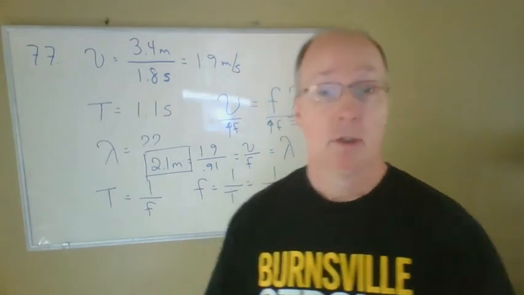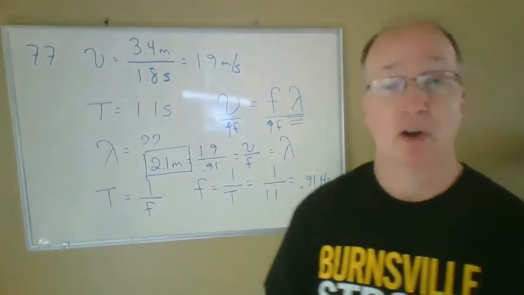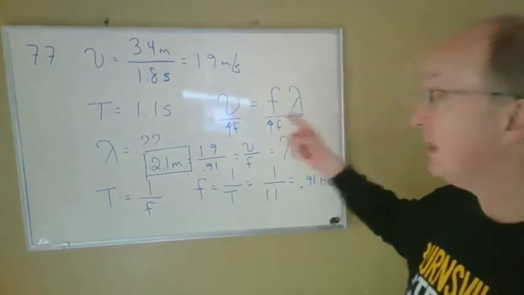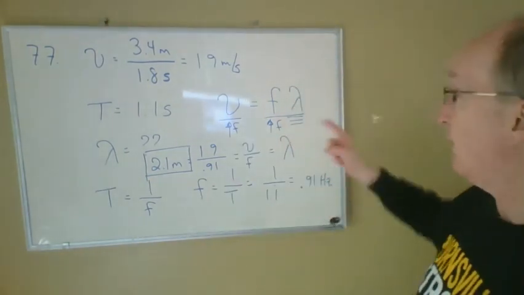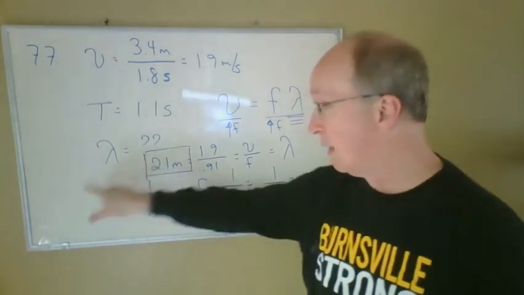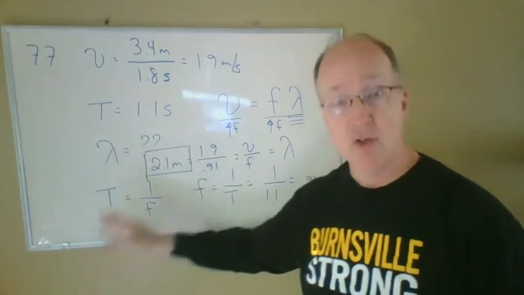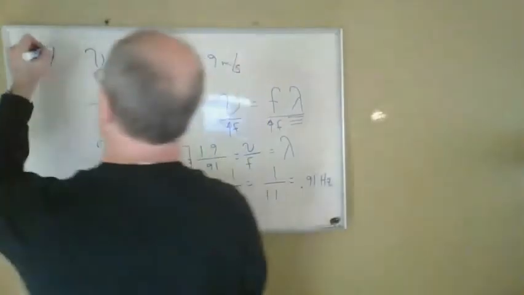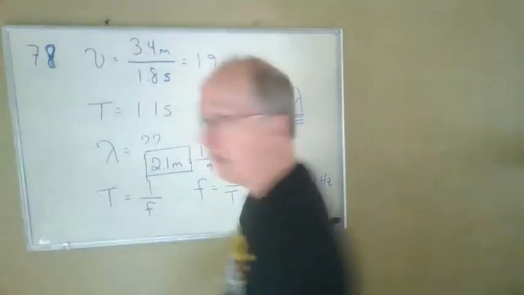Okay? So on Monday, we're going to have a quiz. The quiz is going to be on the terminology and on using these equations. The wave equation, V equals F lambda, and the period or frequency equation, T equals 1 over F. You should know how to solve problems like 77, and sorry, this one is 78 that we just did.